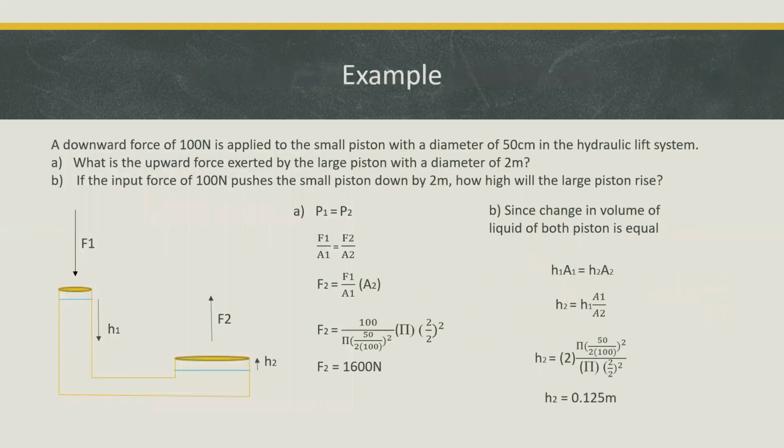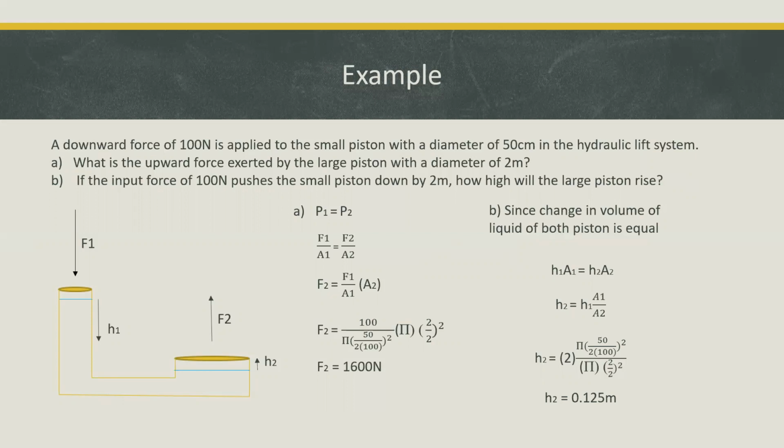Let's look at this example. A downward force of 100 Newton is applied to the small piston with a diameter of 50 cm in the hydraulic lift system. A, what is the upward force exerted by the large piston with a diameter of 2 meter? B, if the input force of 100 Newton pushes the small piston down by 2 meter, how high will the large piston rise?